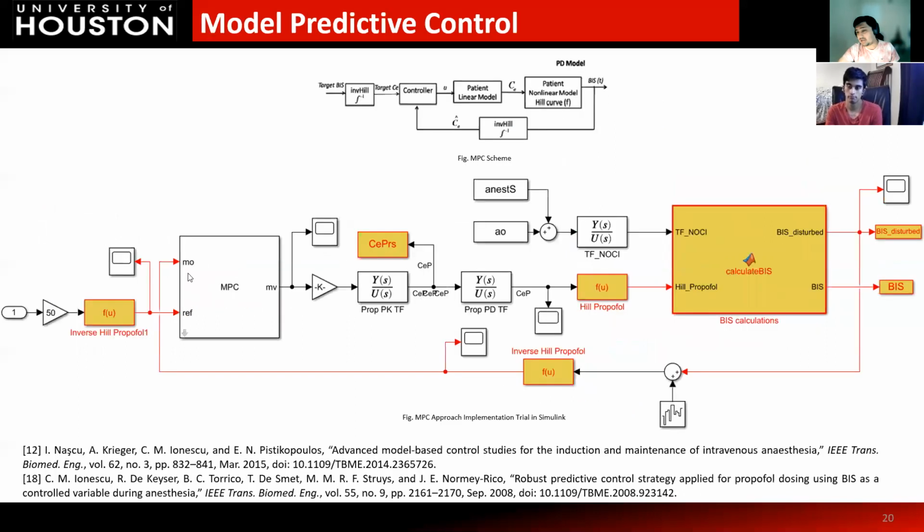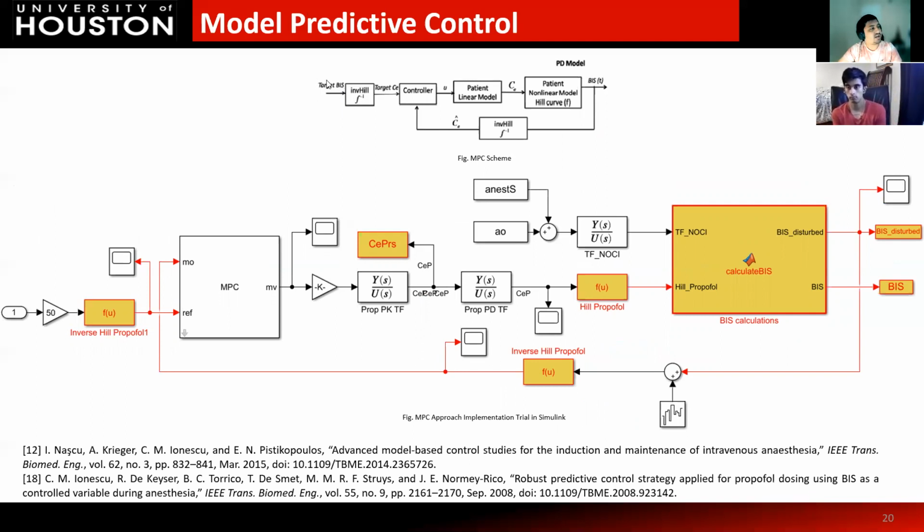Other than that, we also had model predictive control strategies studied, where you can see the inverse Hill sigmoid function was used again. And these strategies are pretty noteworthy as well as research worthy. Each of these strategies could be implemented and published for sure.